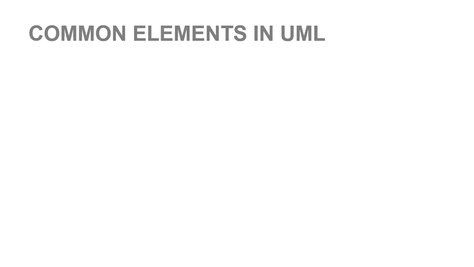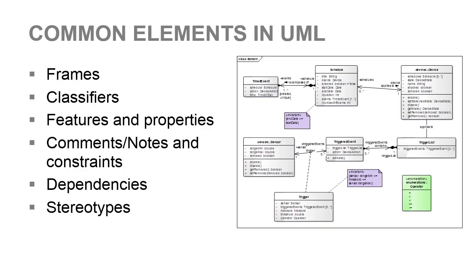In this movie, I'm going to give you a brief introduction to some of the common features that you'll find in UML diagrams. I'll cover frames, which are used to contain diagrams, classifiers, which is a term used to cover quite a lot of UML elements that describe a set of objects of some sort, features and properties of elements in the model, comments or notes, and constraints, which are often shown as notes, dependencies, which are a kind of relationship, and stereotypes, which allow elements to be extended for a specific modeling purpose.